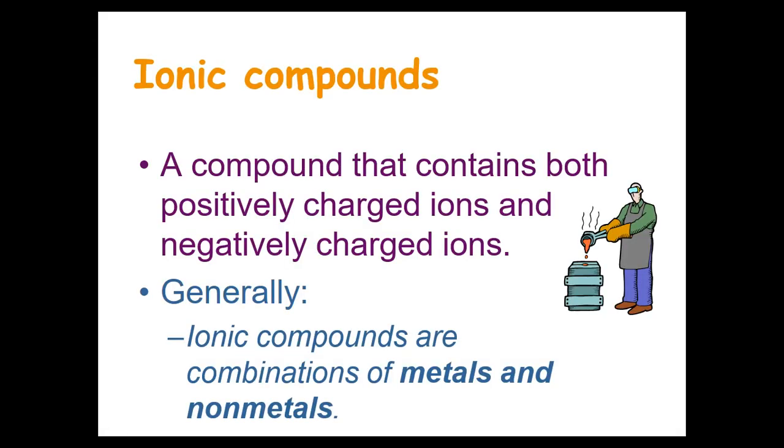And the type of compound we're going to go over first and how to write formulas for are ionic compounds, and these have positively charged ions as well as negatively charged ions. And these are made up of metals and nonmetals. So recognizing where the metals are in your periodic table and where the nonmetals are is going to be an important facet of recognizing when you have an ionic compound.